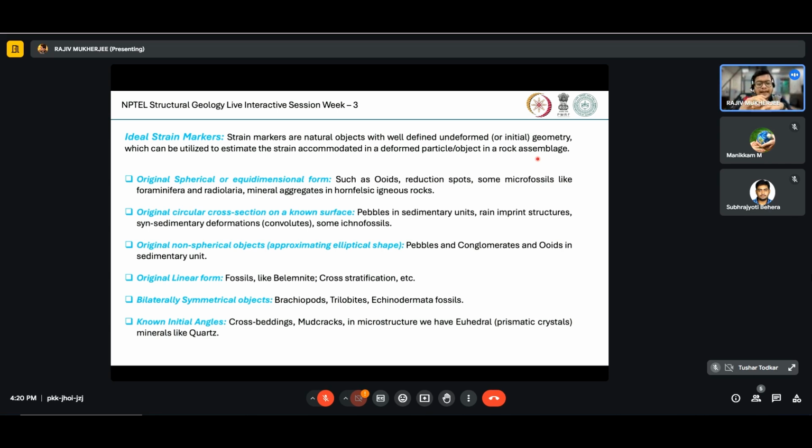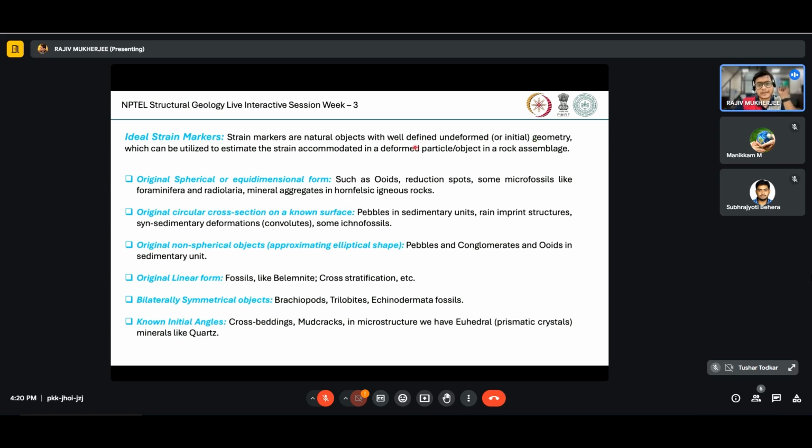So for entangling that part, we need some references based on which we can actually estimate the type and the degree of deformation. So for that we need strain markers. Strain markers are, as per the definition, some natural objects with well defined undeformed or initial geometry.